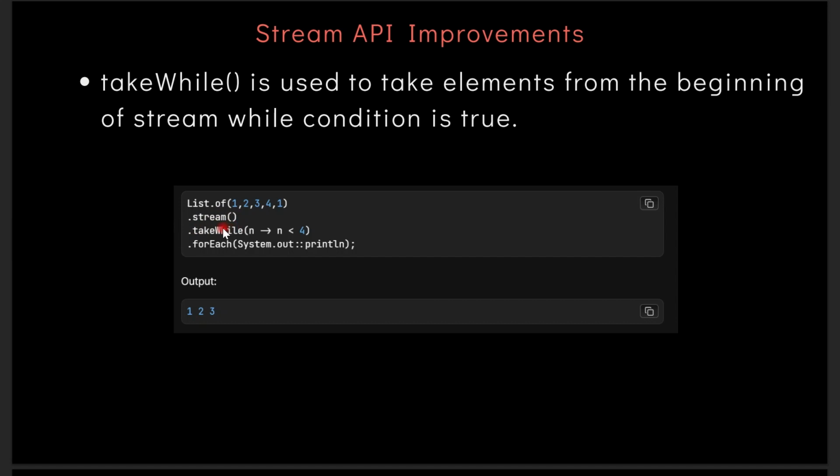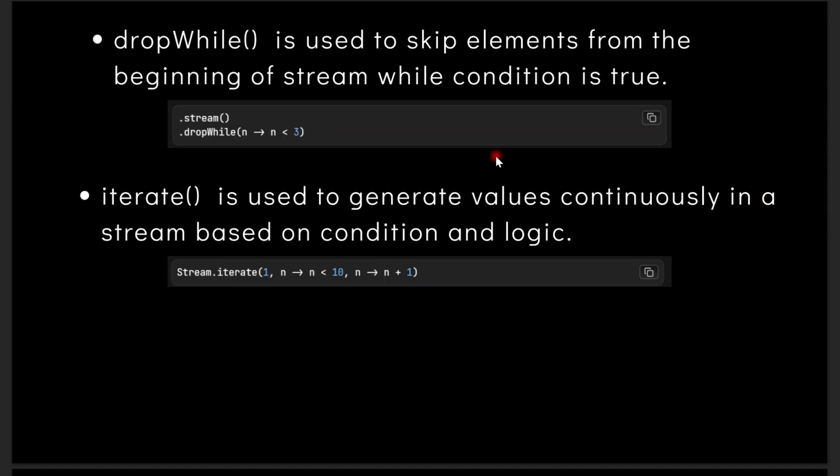If you are not using takeWhile, you can still achieve this using a normal while loop as well. So here is the condition: n should be less than 4. Then only take the element. So it took 1 to 3. The next stream method, dropWhile, is used to skip elements from the beginning of the stream while the condition is true. So you can use it in this given way.